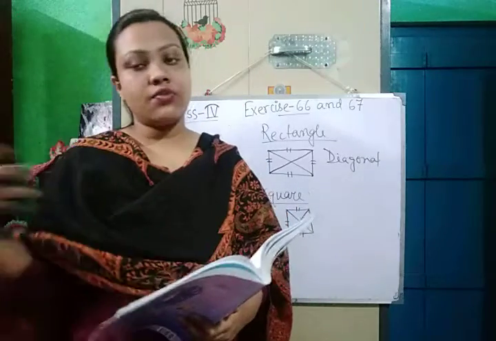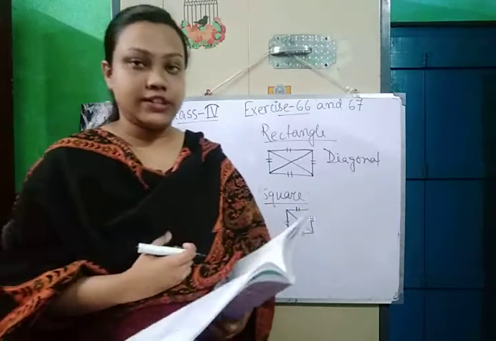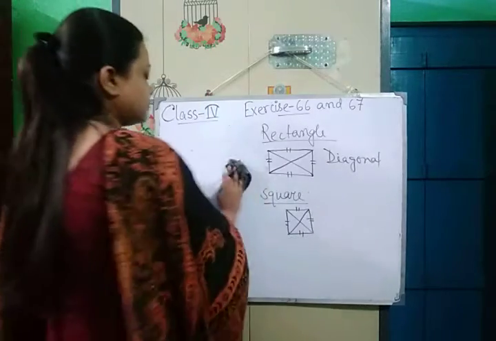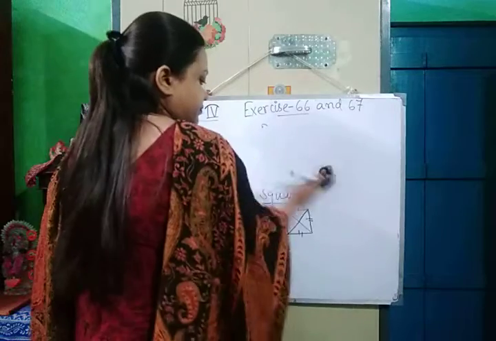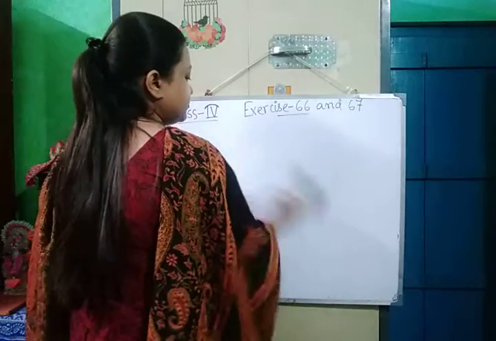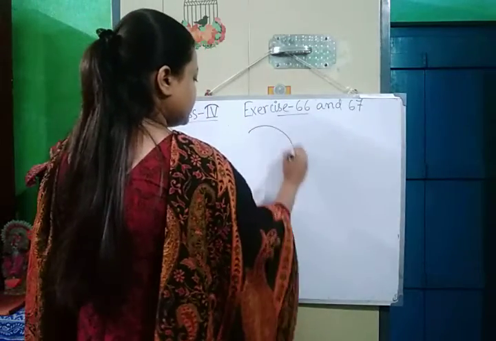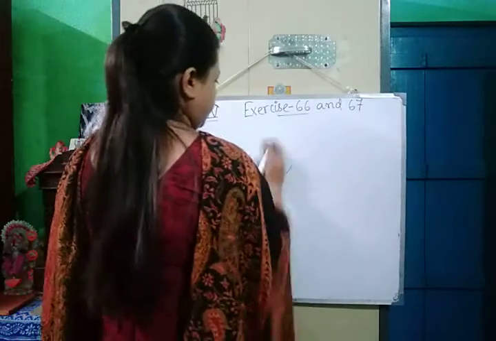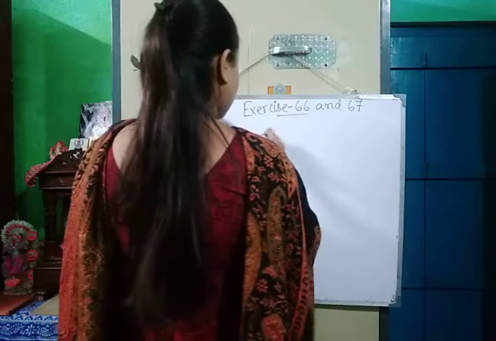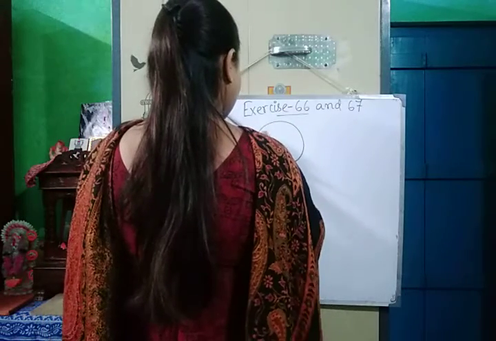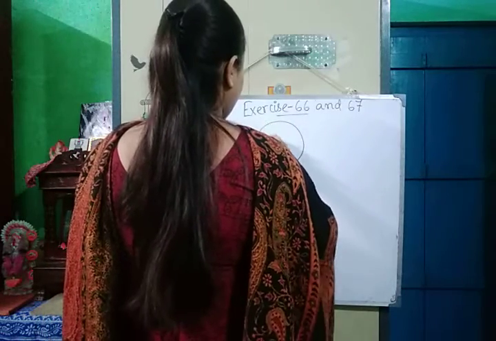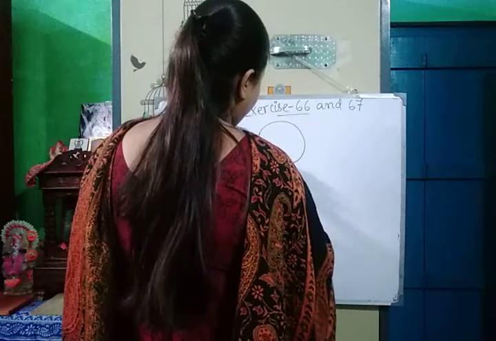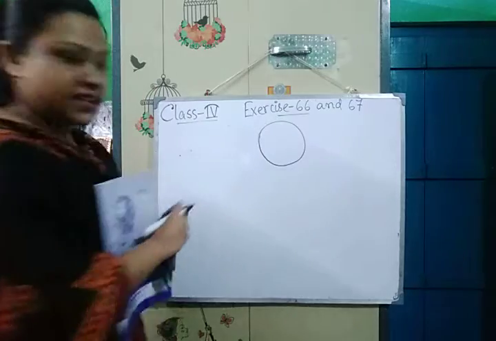So these two types of quadrilaterals we have learned in this class. In the higher class we will learn more types of quadrilaterals. Now next is a circle. This is not properly drawn. It's almost like a circle.